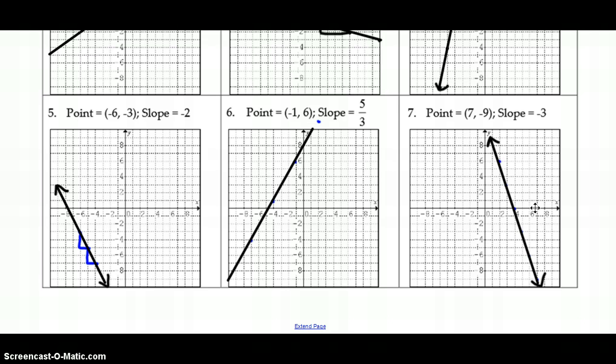Same with this one over here. 7, negative 9, we didn't have enough space to go down 3 over 1 without getting off the graph.